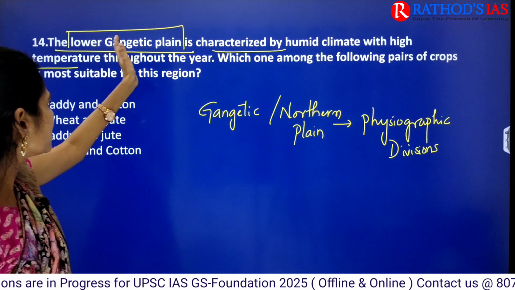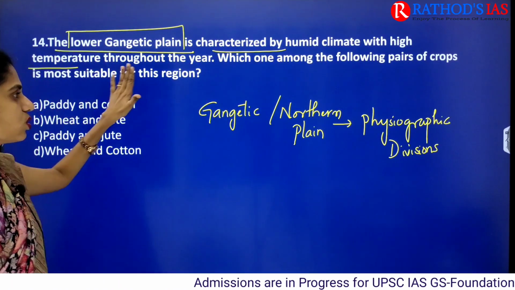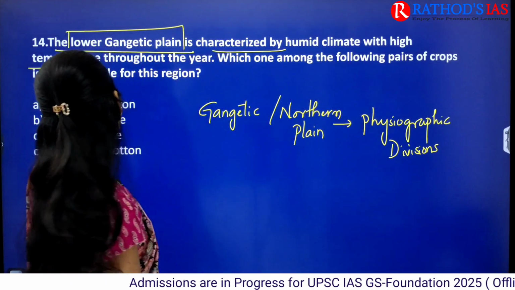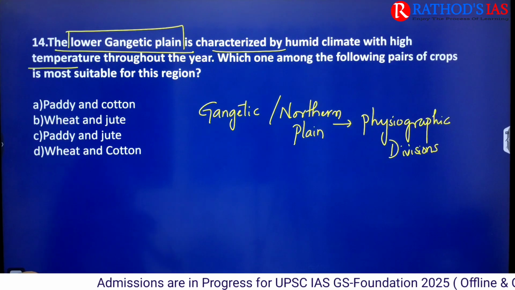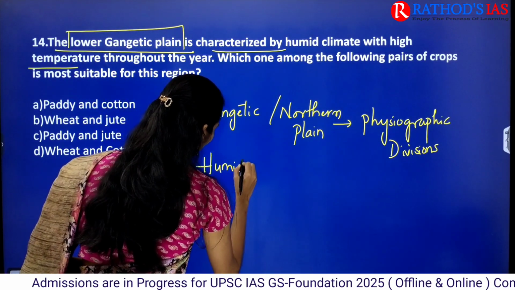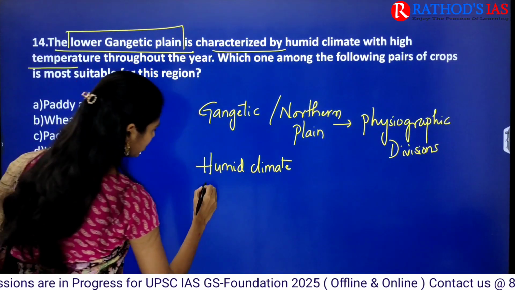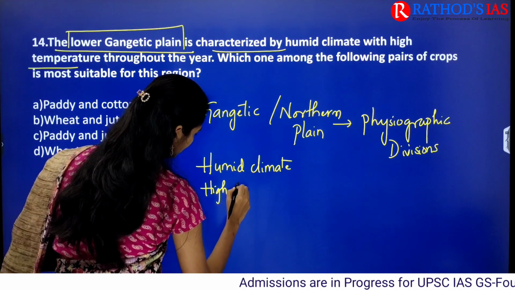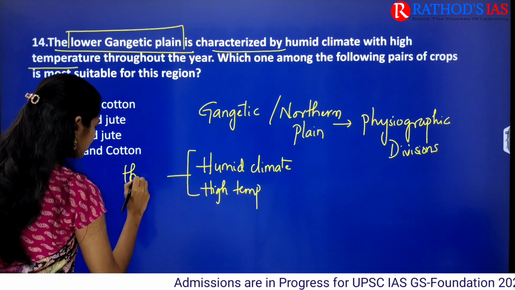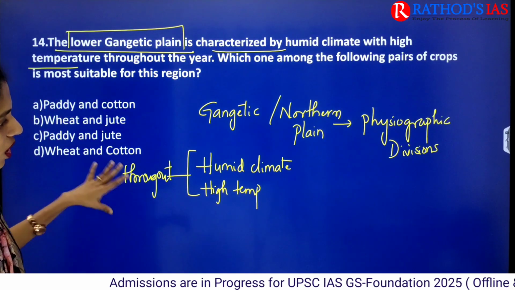So the lower Gangetic plain is characterized by humid climate with high temperature throughout the year. Which one among the following pairs of crops are most suitable for this region? So what are the keywords? It is saying that there is humid climate and also high temperature. And one more thing here is, this temperature is seen throughout the year. It is not seasonal, it is throughout the year.